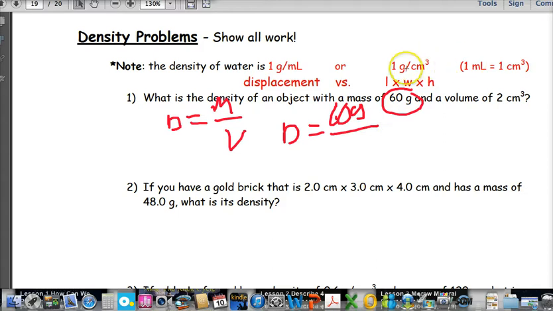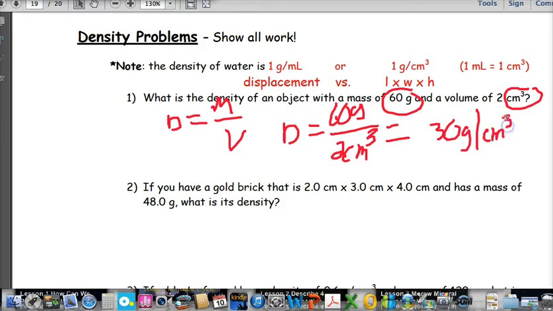And remember up here, this is cubic centimeters. That's going to be volume. So either milliliters or cubic centimeters are volume. So that goes here: 2 cubic centimeters. And when you divide that, 60 grams divided by 2 cubic centimeters, you are going to get 30 grams per cubic centimeter. Notice how the units are different.